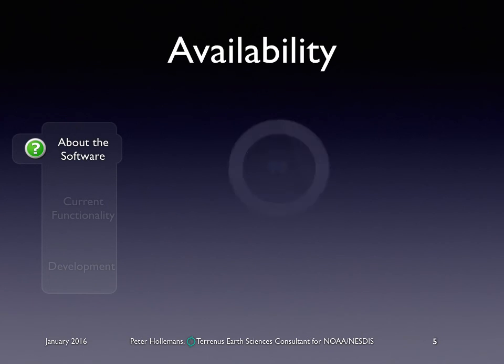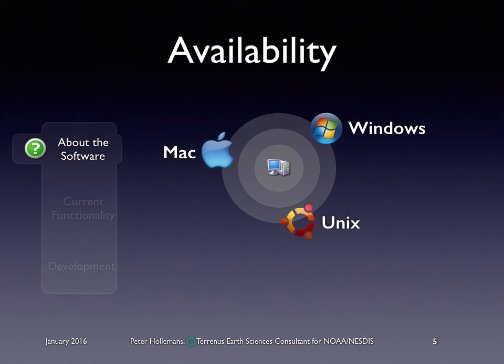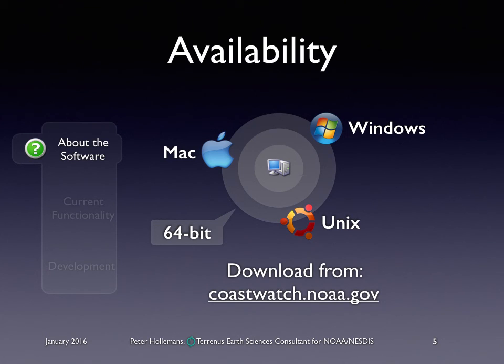The software is available in three main operating system types. The first is Mac, which is the platform that I do the development on. The second is Windows, and the third is Unix. We have Linux and Solaris versions, and we've in the past had other Unix flavors as well. They're all available in 64-bit packages and can be downloaded from the coastwatch.noaa.gov website.